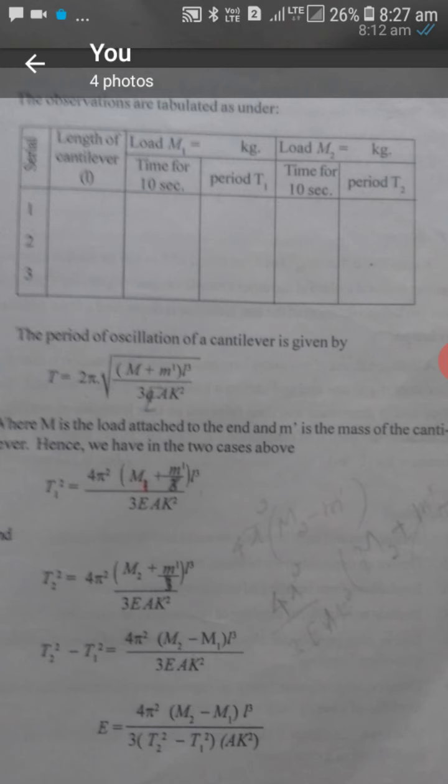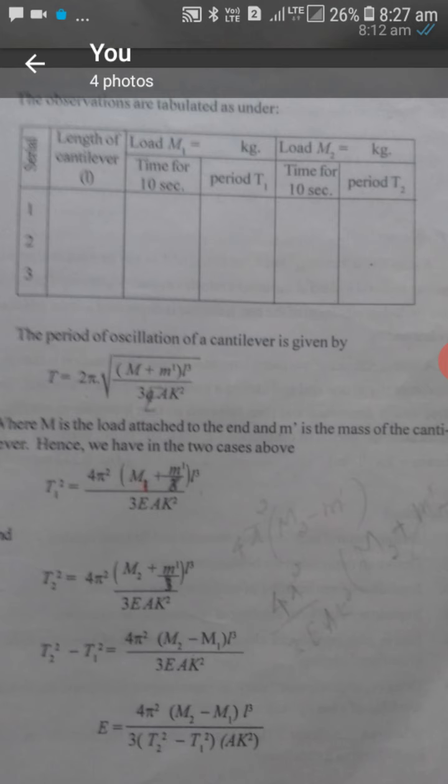This is the tabulation. Then next, the period of oscillation. The period of oscillation of the cantilever is given by T is equal to 2 pi into root of (m plus m dash) into L cube divided by 3E AK square. Then for the first load, the time period is T1. Therefore, T1 square is equal to 4 pi square (m1 plus m dash) into L cube divided by 3E AK square.